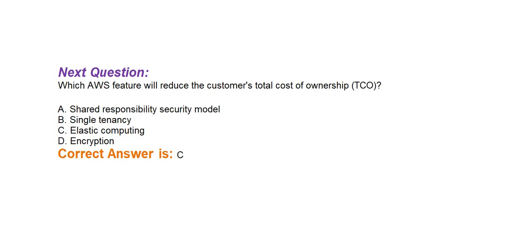Next question. Which AWS feature will reduce the customer's total cost of ownership TCO? Option A, shared responsibility security model. Option B, single tenancy. Option C, elastic computing. Option D, encryption. Correct answer is option C, elastic computing.